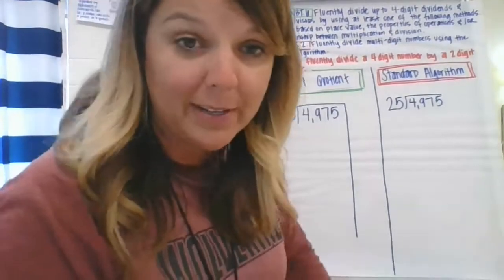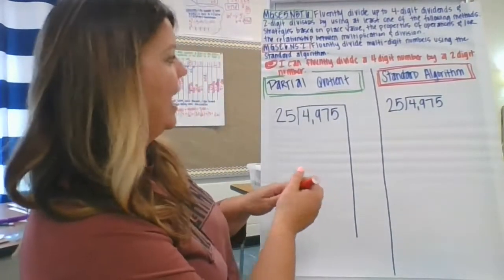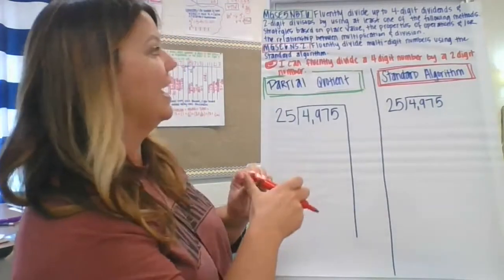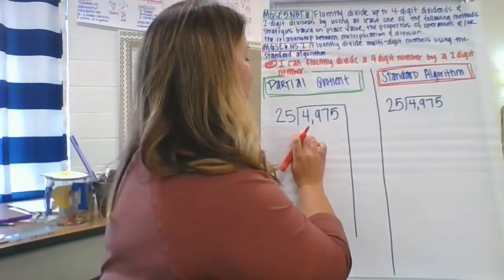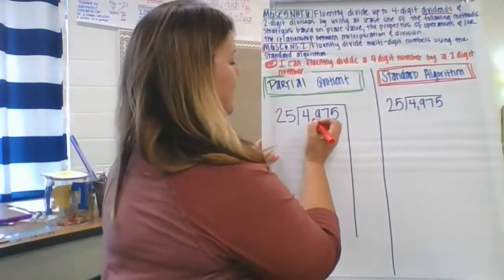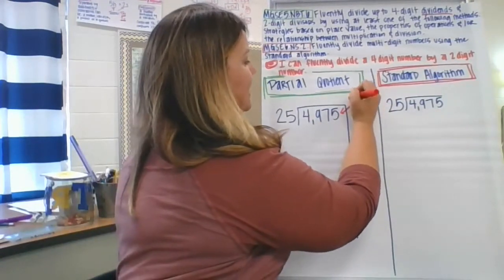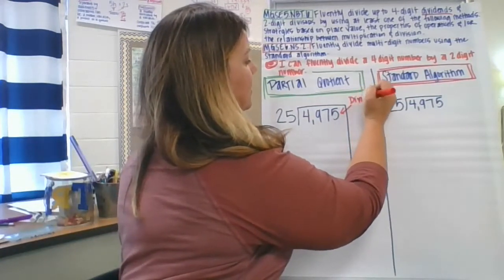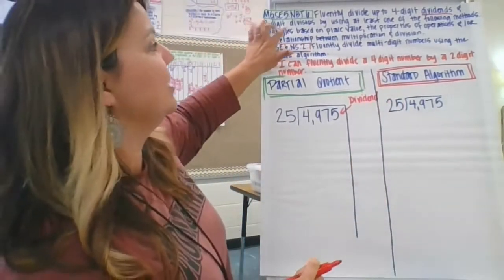Okay, so we need to stop right there. What's a dividend and what's a divisor? So a dividend is the number that you are splitting apart. It's the number that goes inside the house in a division problem. So a dividend is, in this problem, the number inside the house. Okay? And a 2-digit divisor.